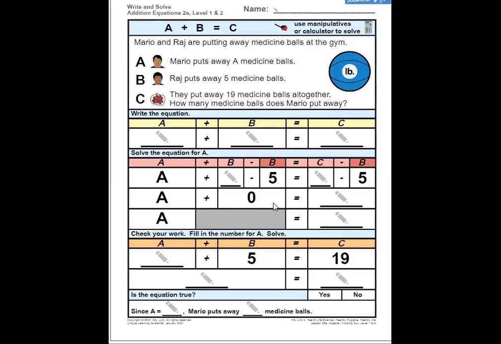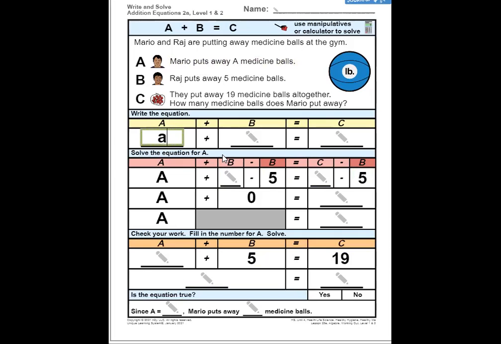And we're going to try it again and try not to get any of the little red squares. Okay, we got Mario and Raj again putting away medicine balls at the gym. How many does Mario put away for A? Mario puts away A medicine balls. Is A a number or a letter? A is a letter. Very good. So we'll fill in with A.